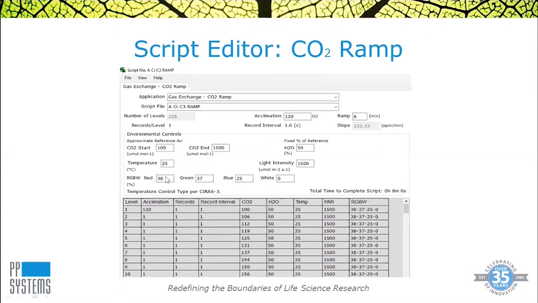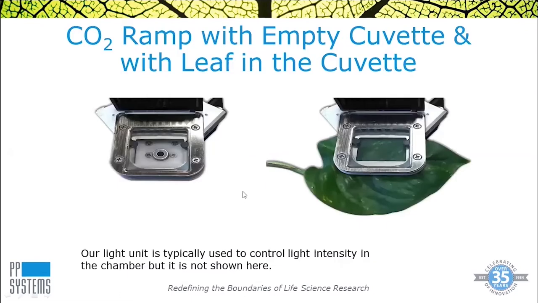And typical with the CIRAS, you can also change the program in the spectrum if you're using the LEDs. So you enter these values up here in these boxes, and they fill in this huge table automatically for you. And then you're all set. Save that and run the script. The first measurement is to run one of those CO2 ramps with an empty cuvette. And then you just repeat under the same conditions with a leaf in the cuvette, and then you can do multiple leaves.